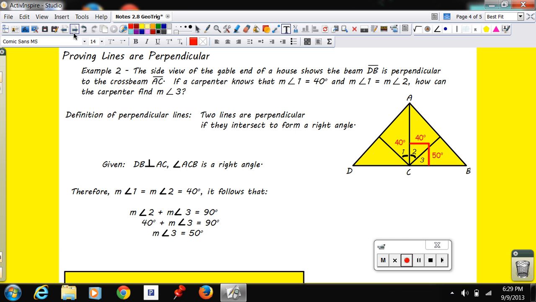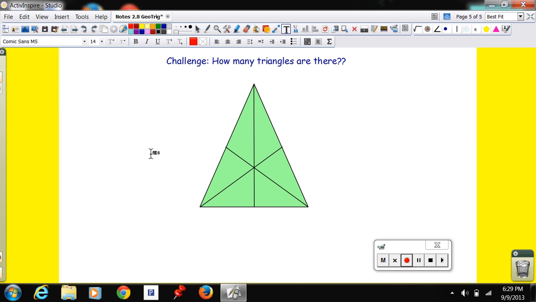All right, the last challenge. First person that can tell me tomorrow how many triangles are in this picture. Pause it, draw it, whatever you need to do, write it down, figure out how many triangles are in that picture. And good luck, and we'll see you guys tomorrow.